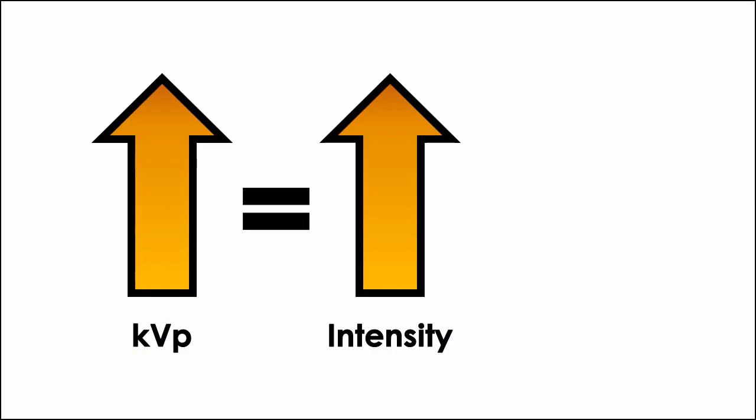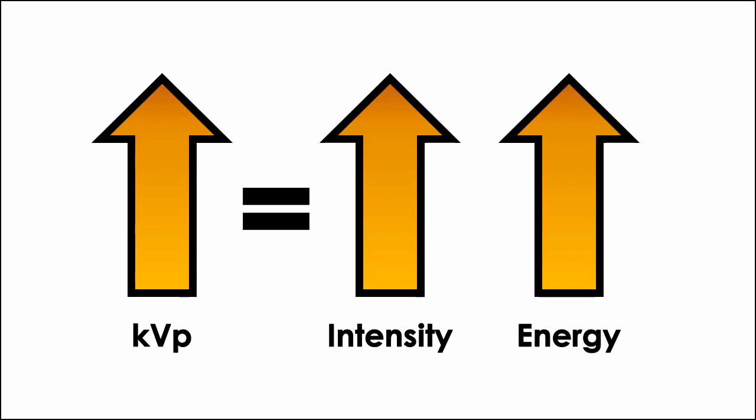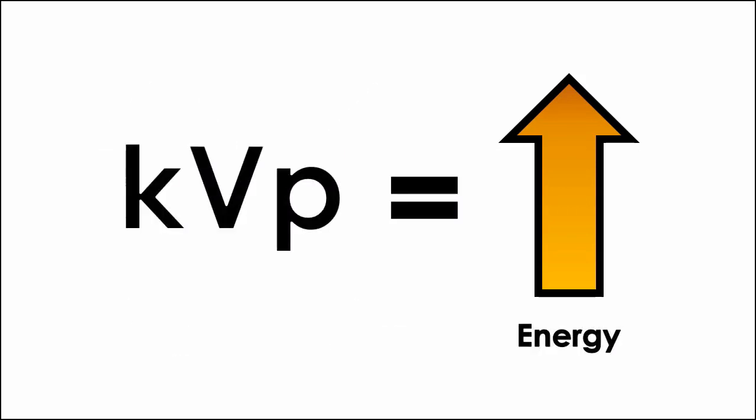But something else also happens. Increasing the kVp increases the energy of the X-ray beam. In other words, kVp affects both the quantity or intensity of the X-ray beam as well as the energy, which we also call the quality of the X-ray beam. kVp is unique for this reason. It is the only prime exposure variable that can change the energy of the X-ray beam. No other variable can do this.